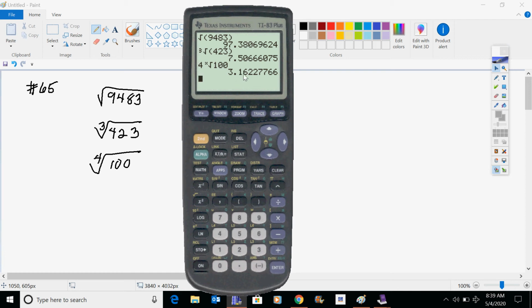So 3.1623. Now if you want to find out whether you got it right, if you just hit the caret key, it takes the last answer, and if I took that to the 4th power, that checks and it does come back to 100. So you're able to do it and check it. That was basically all you need to do from number 69 to 77.